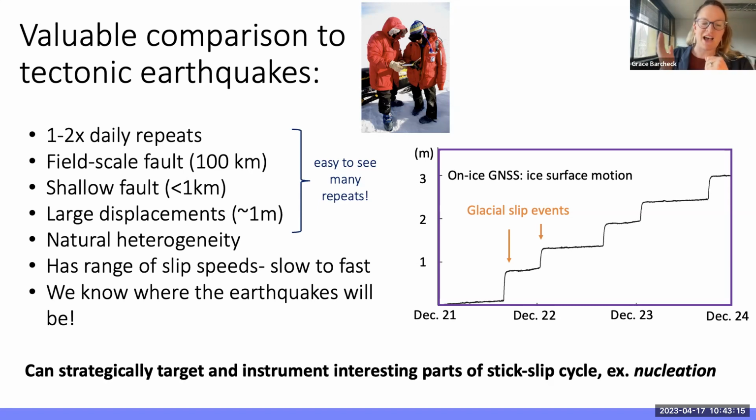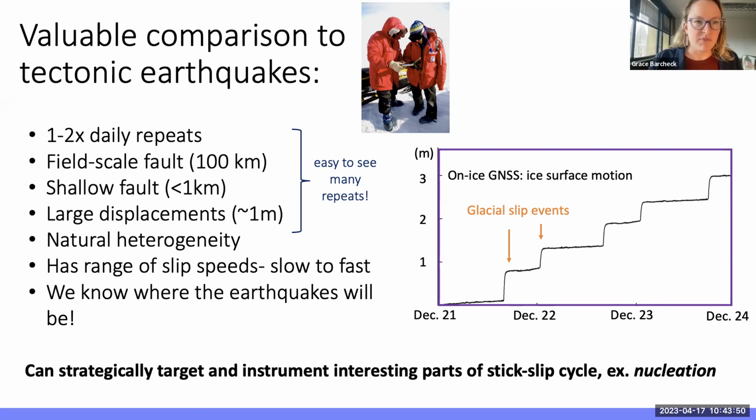It's not a lab experiment. This is just a glacier out there doing its thing. It has all of its natural heterogeneity. It also has a range of slip speeds from slower to faster, maybe not like a full earthquake, but still pretty fast for a glacier. It switches between slow and fast in space and time in really interesting ways that I will get into in a little bit. And finally, we know where the earthquakes are going to be, so we can strategically instrument it, which is potentially very useful.